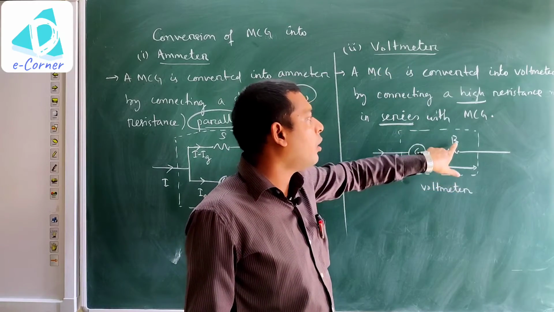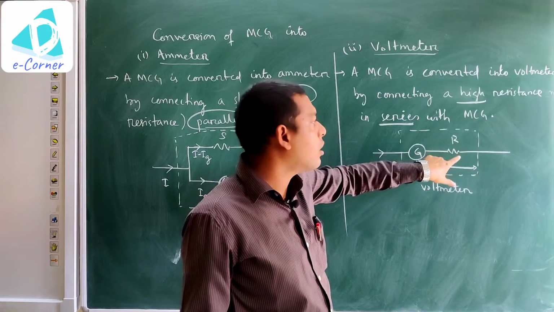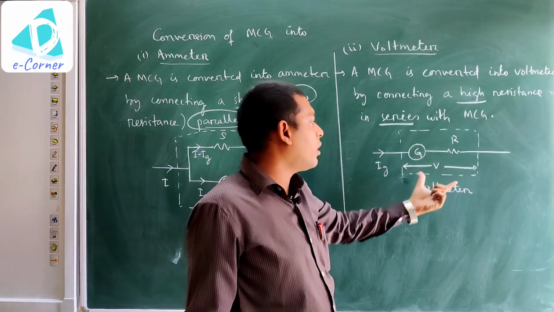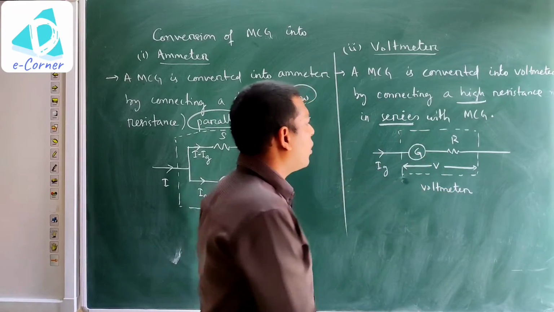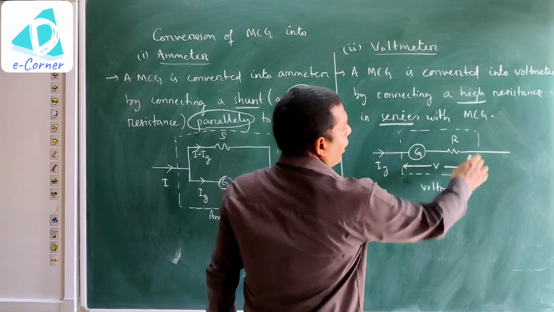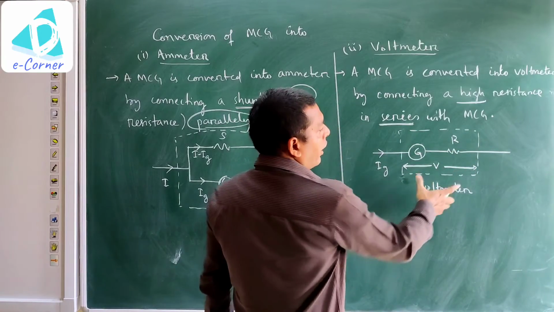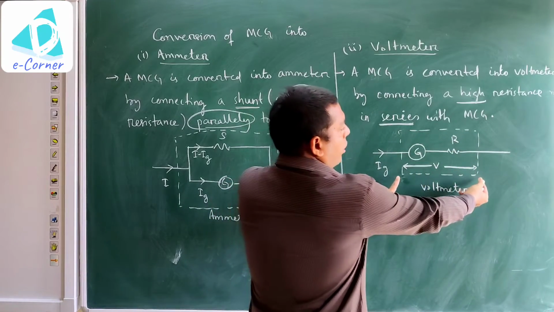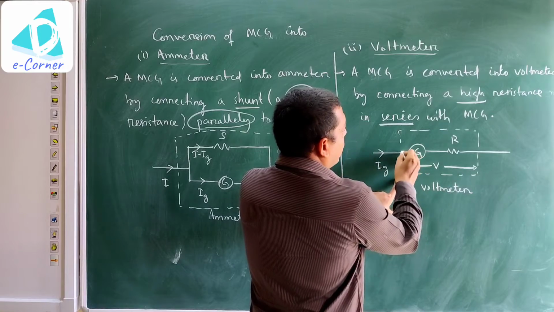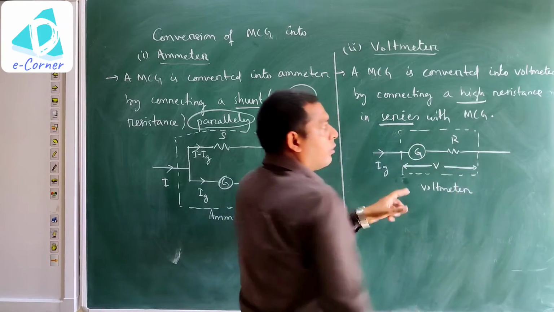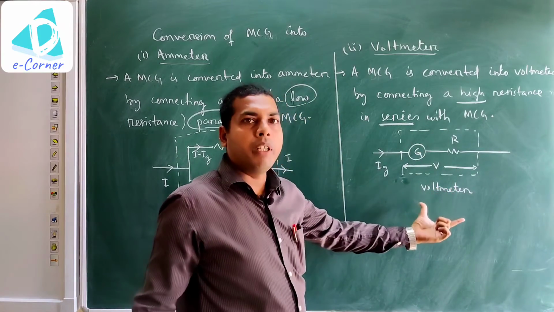In the galvanometer, a high value resistance is connected in series. So this one is the voltmeter. This dotted line is the voltmeter and this is our V. V means from where to where? From this point to this point. Okay, so this is our voltmeter.